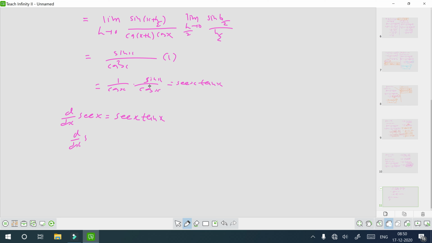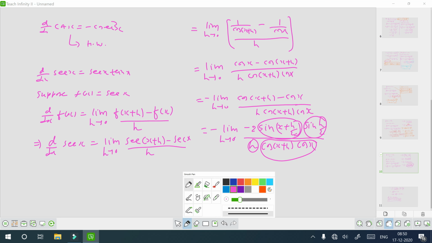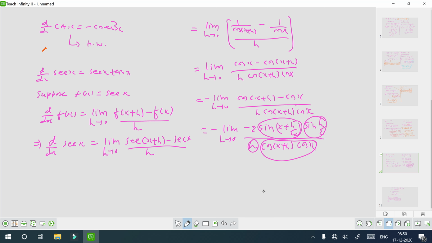So how we are going to remember? Sec of some function is equal to sec of some function tan of some function d by dx of some function. Clear? In this way we can remember this one. Here also, d by dx of cot of some function is minus cosec square of some function d by dx of some function. Remember this standard form also.